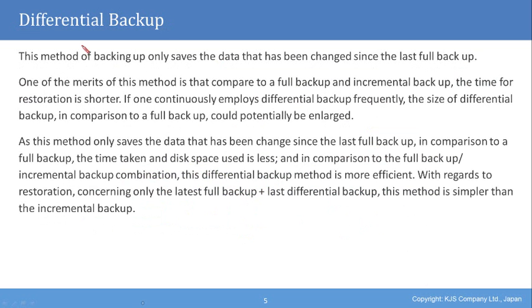Now there is another method which is known as the differential backup. This method of backing up only saves the data that has been changed since the last full backup. And the keyword is the last full backup. That's how it makes it different from the incremental backup, where the incremental backup saves the data that has been changed since the last incremental backup. In the differential backup, it only saves the data that has been changed since the last full backup.